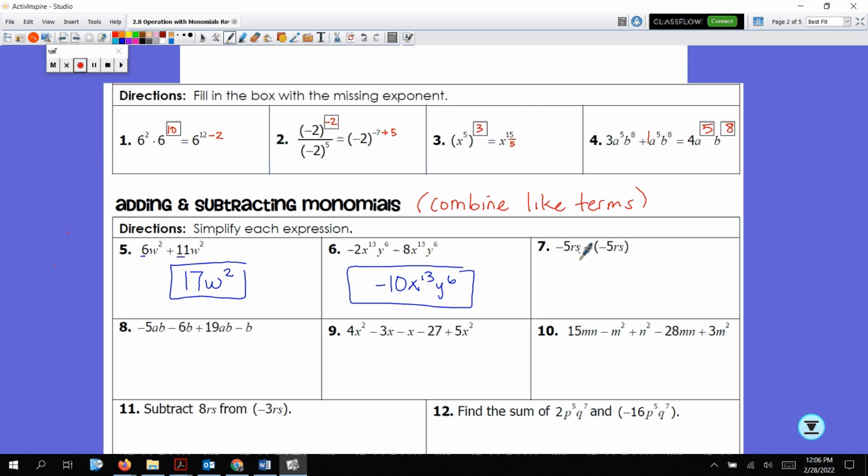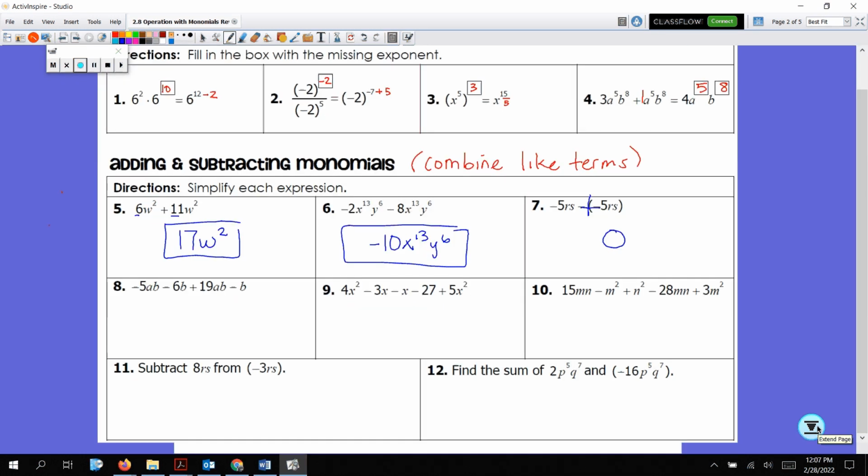Again, I have RS, same thing. Remember, minus a negative becomes a big, fat, giant plus sign. Negative 5 plus 5 is 0. Do not write the RS. I mean, you could, but a waste of ink.